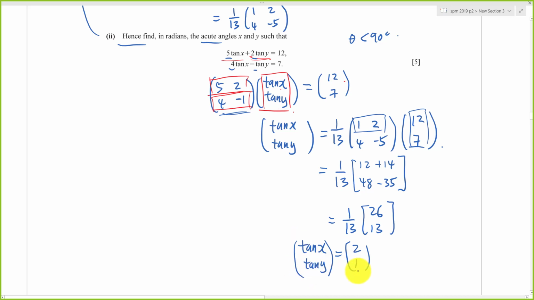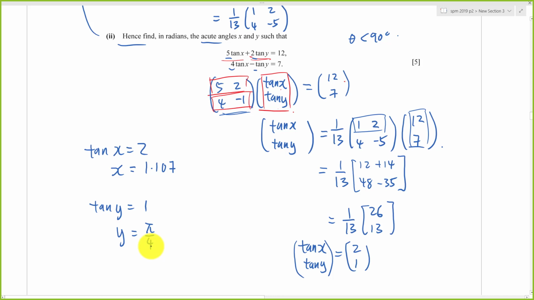So they ask you to find an acute angle for x and y. That means we need to do tangent x equals 2. Then my x will equal, yeah, you leave it in radian. Since the question says radian, make sure you do radian. So yep, shift tangent 2, I will get 1.107. Alright, then I will do tangent y equals 1. Then y is just pi over 4, which is 45 degrees.